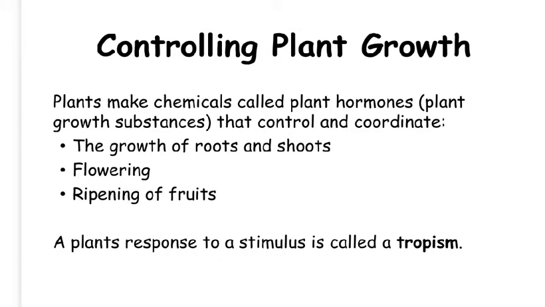Plants make chemicals called plant hormones or plant growth substances that control and coordinate the growth of roots and shoots, flowering, and ripening of fruits. A plant's response to a stimulus is known as a tropism.